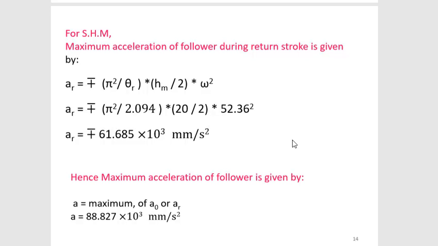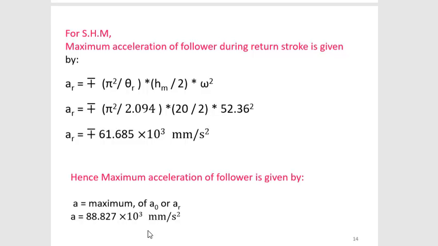So we are interested to find out what is the maximum acceleration we can get. By comparing both these cases, acceleration at the forward stroke and acceleration at the return stroke, we get maximum acceleration at the forward stroke, which is 88.827 into 10 raised to 3 mm per second square.